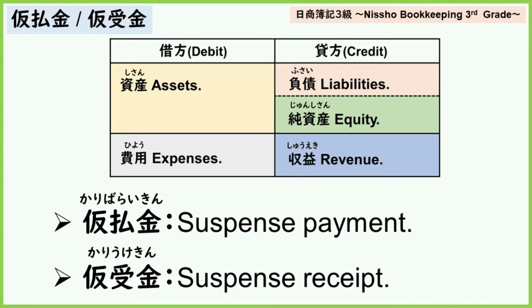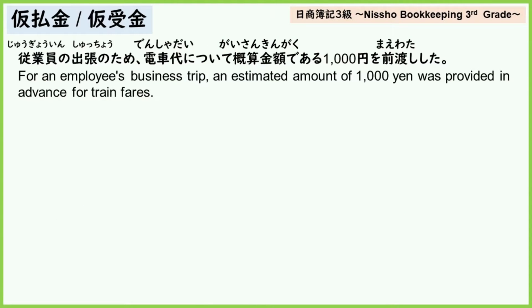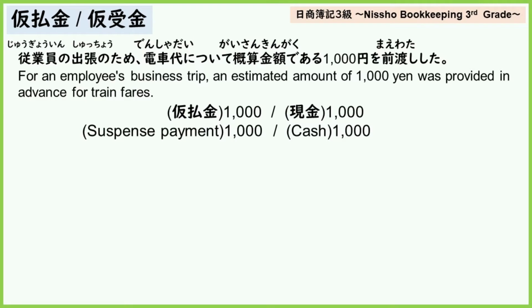Now, let's look at the journal entry of suspense payment. For an employee's business trip, an estimated amount of 1,000 yen was provided in advance for train fares. The journal entry is debit, suspense payment 1,000. Credit, cash 1,000. Given 1,000 yen was transportation fare, but since it's still an estimated amount and the extent of its usage hasn't been determined, it should be recorded as a suspense payment.